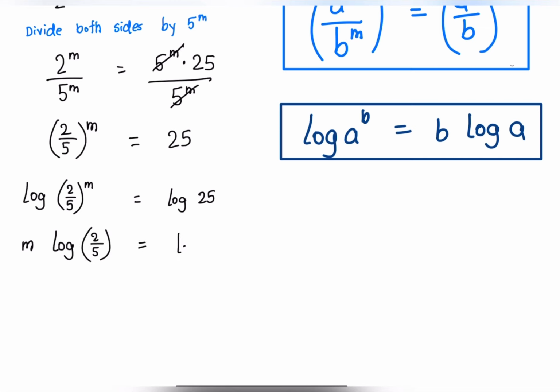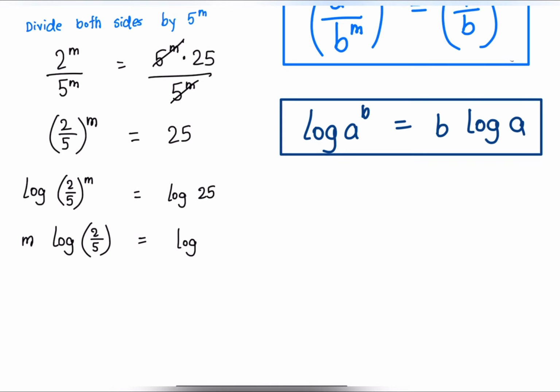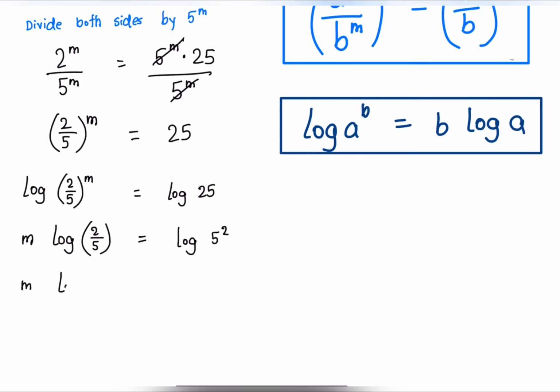And log 25, we're going to simplify this. Since 25 can also be written as 5 squared, we're going to write that down. And if you notice, this is, again, yet another exponent. So that means we can write that differently, which would give us m log 2 over 5 is equal to 2 log 5.